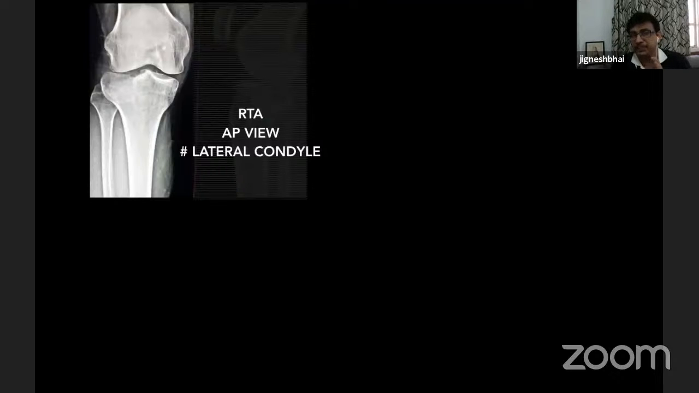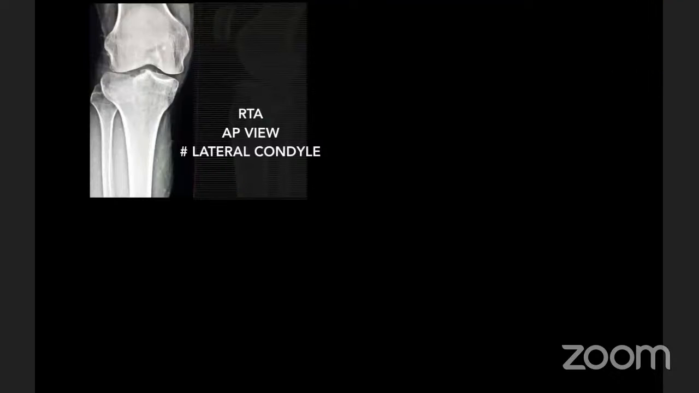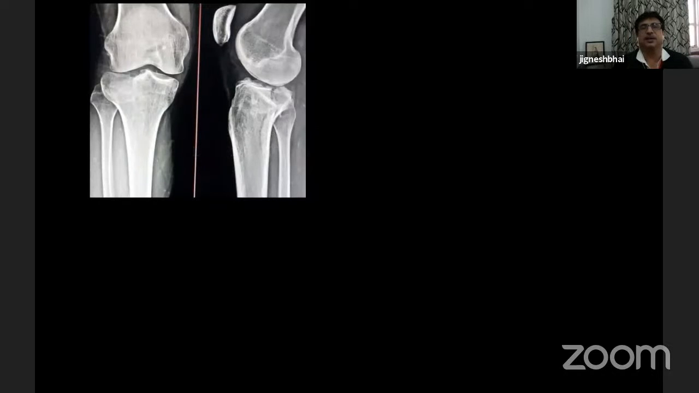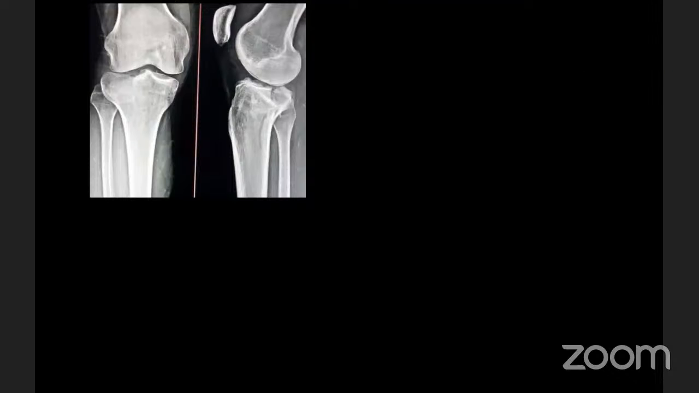This is the AP X-ray of a tibial condyle fracture. I thought it was a fracture of the lateral condyle of the tibia. But you can see there is a vertical split showing the posteromedial condyle, and the slope of the lateral condyle is going posteriorly and facing posteriorly.